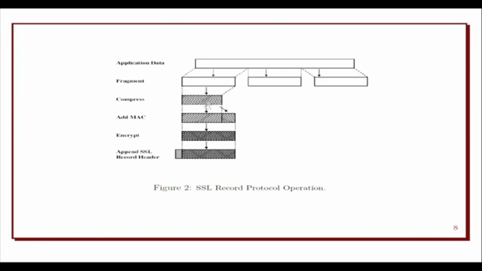We take some of the bytes of this message and compute the MAC using the secret key from the message authentication code, and we add this MAC at the end of the compressed message. Then this compressed message plus MAC we encrypt using symmetric key encryption, such as AES or triple DES. After that we prepend the header, the SSL record header. The header consists of some fields, which we will talk about. So, this is the operation performed by the SSL record protocol, and we attach the header to the encrypted message.